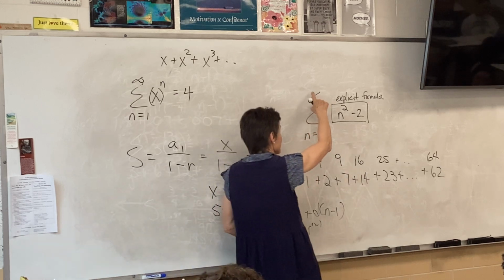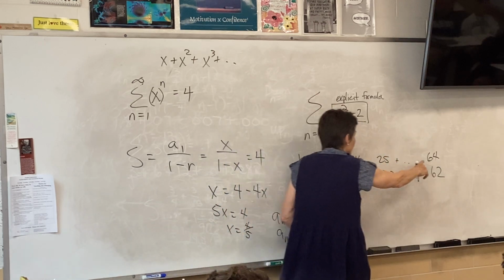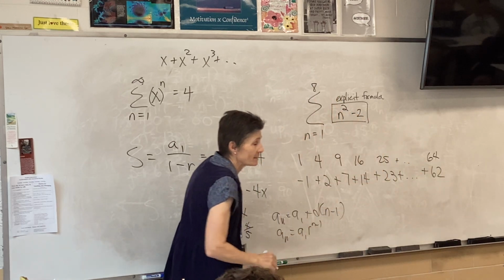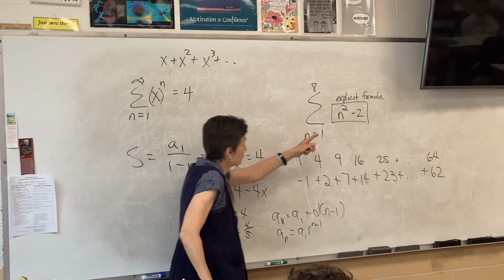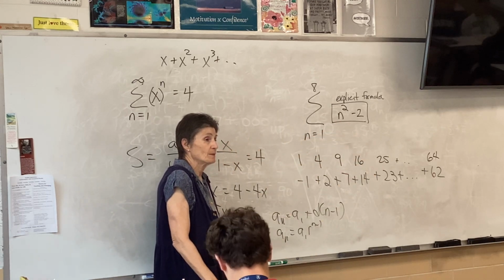Now, what goes up here? This is not infinite. It doesn't go forever. It has to stop. Can you figure out where it has to stop? 8. Yep. Because if you plug in 8 to your formula, you would get 62. This is the last number.